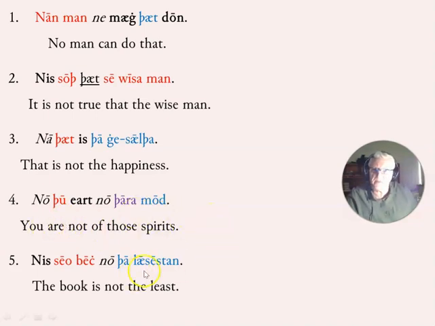Another one. Nisseo beach northa lazestan.